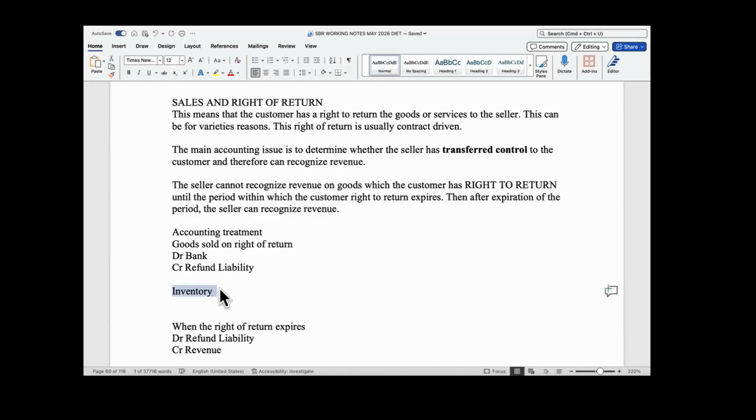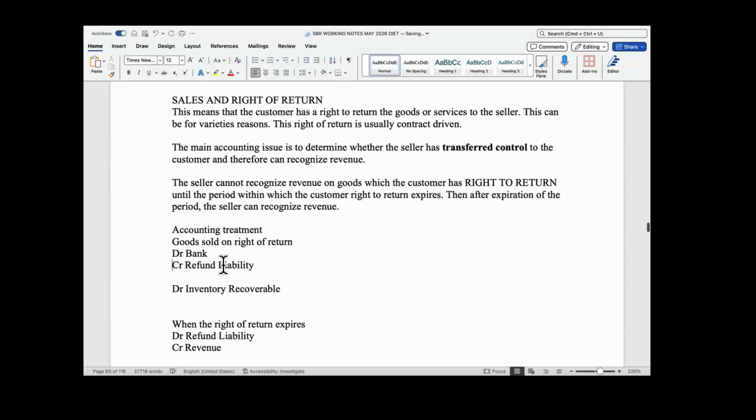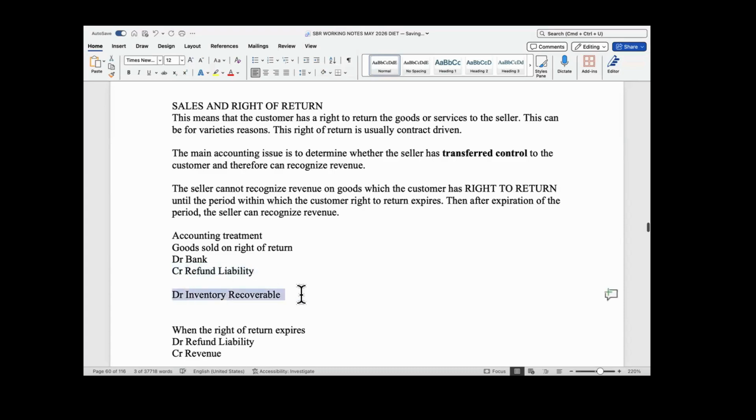Because if we are saying we are owing for a commodity that we have transferred out, then we should also have what we call inventory recoverable accounts. Since we are also expecting inventory from that customer, we would also have that, okay, this guy can return, that's fine. So we should also have an asset. This one represents the inventory we're expecting from the customer. So you need to debit this.